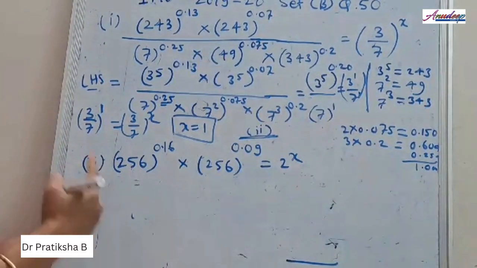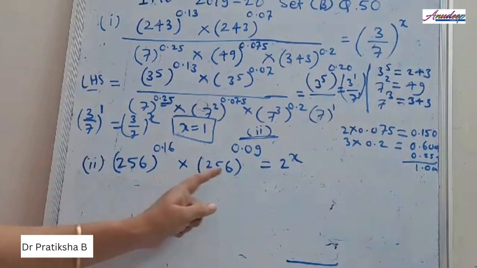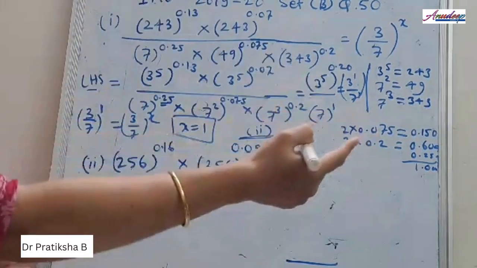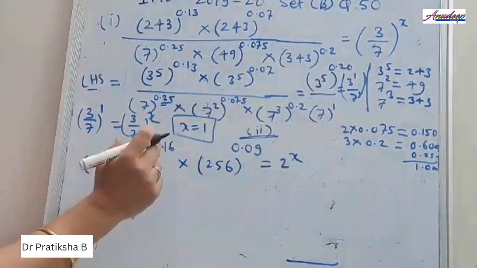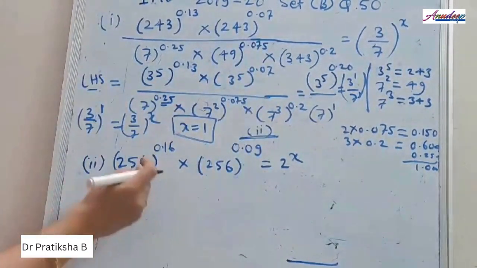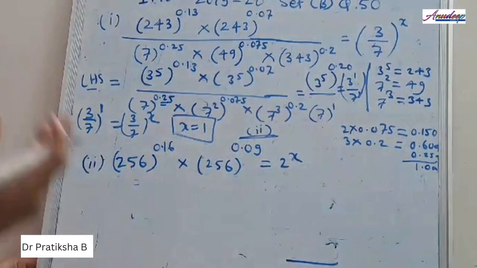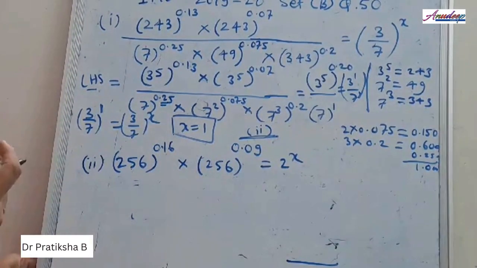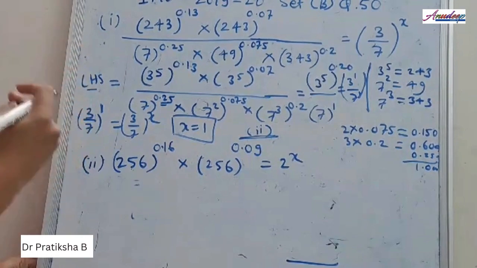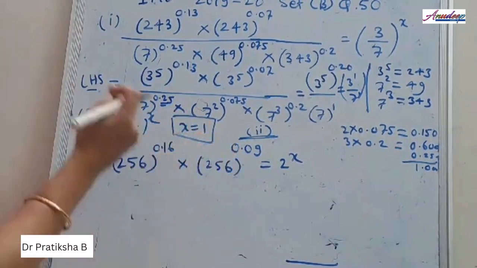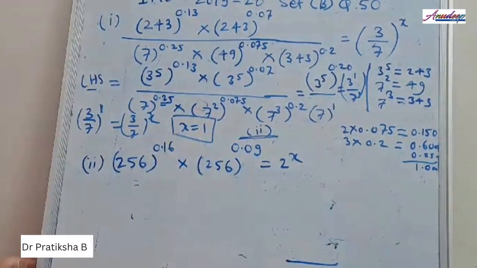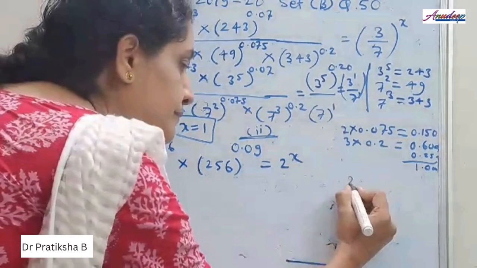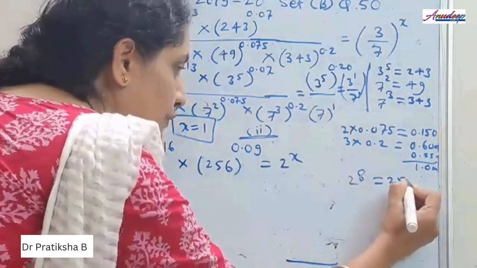Now let us evaluate the second. Again, look at the base. Its base is the same. And on the right hand side, we have 2 to the power x. So again, the hint is to express 256 in the power of 2. How many times can you multiply 2 to get 256? The answer is 2 to the power 8. It is equal to 256.